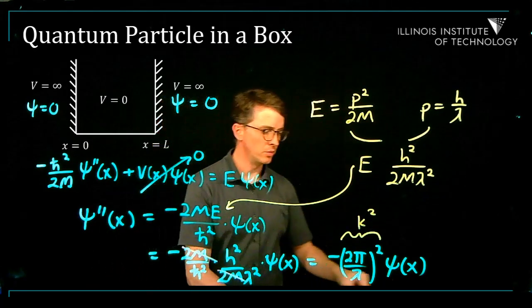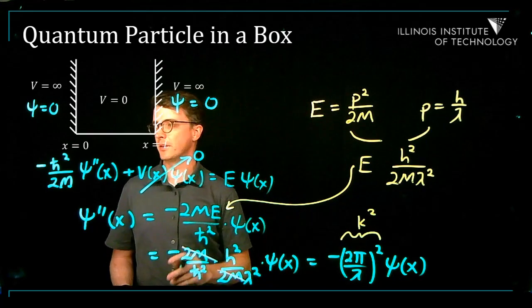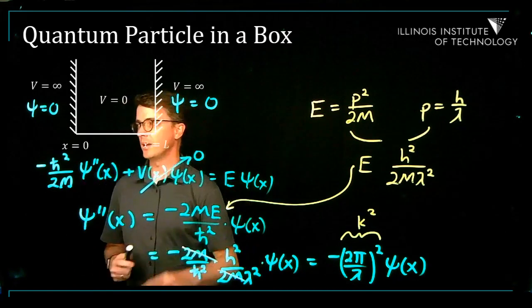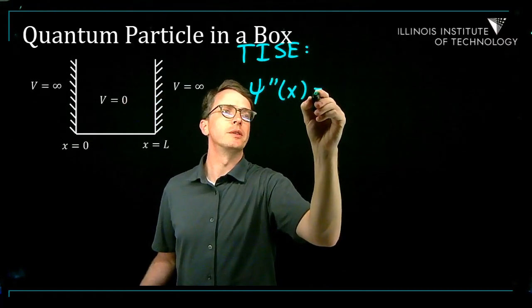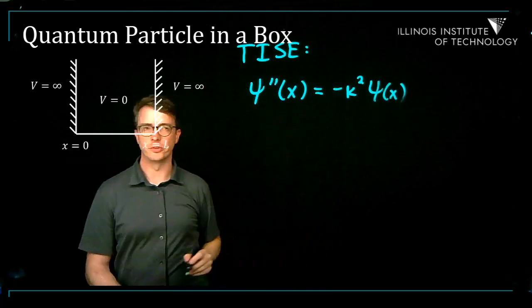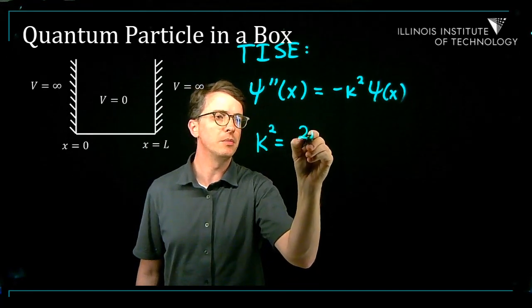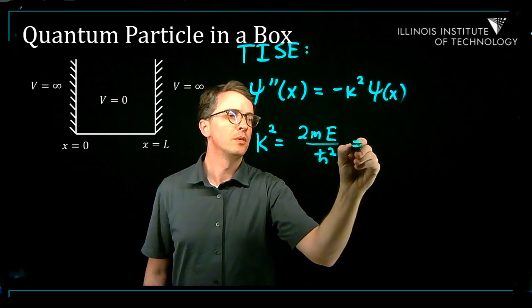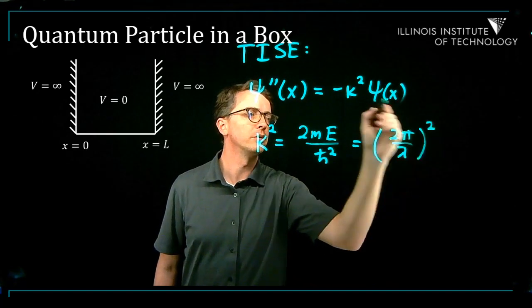So all in all, with all of these manipulations, remembering that k is 2 pi over lambda, I can rewrite my time-independent Schrodinger equation in the following way. For this potential, psi double prime of x is minus k squared times psi of x. And you'll just have to remember that k squared is 2mE over h bar squared, which is 2 pi over the wavelength of the particle squared.